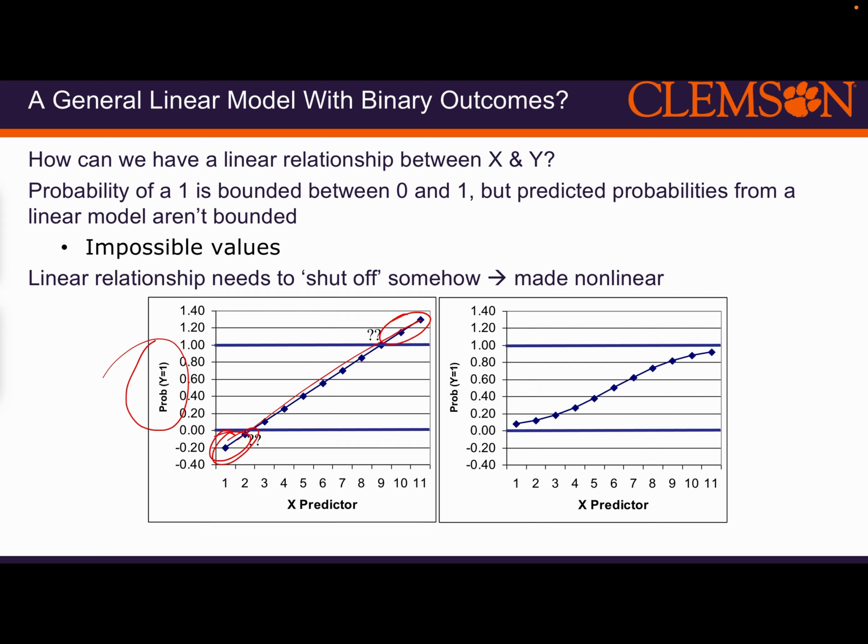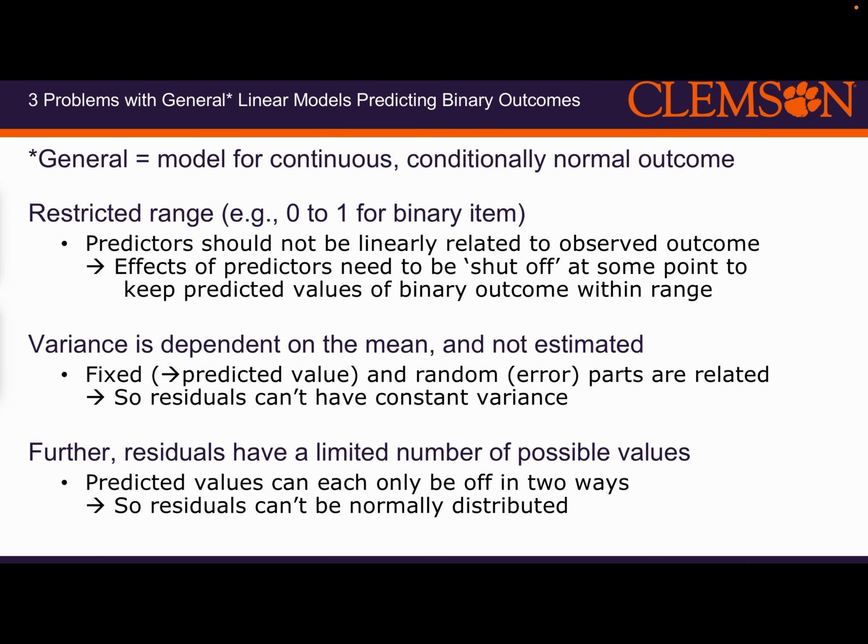Instead, what we really want is this nonlinear function, this S-shaped curve, where as the predictor goes up, we find an asymptote at 1, whereas as the predictor goes down, we find a lower asymptote at 0. Right? It stays in bounds. And that's what the link function will do for us. So there are lots of problems with general linear models predicting binary outcomes. Maybe not 99 problems. I can think of 3. They have a restricted range. Right? Predictors should not be linearly related to the observed outcome. They have to sort of shut off at some point. The variance is dependent on the mean. And also residuals have a limited number of possible values.